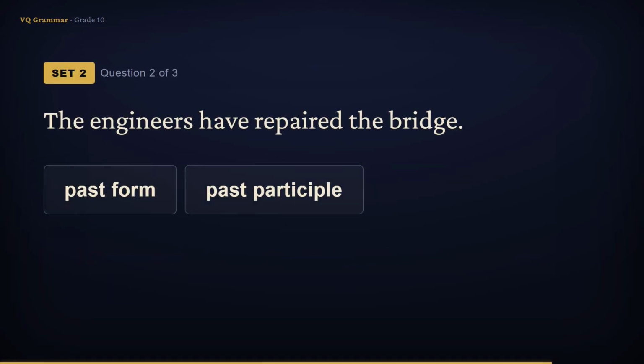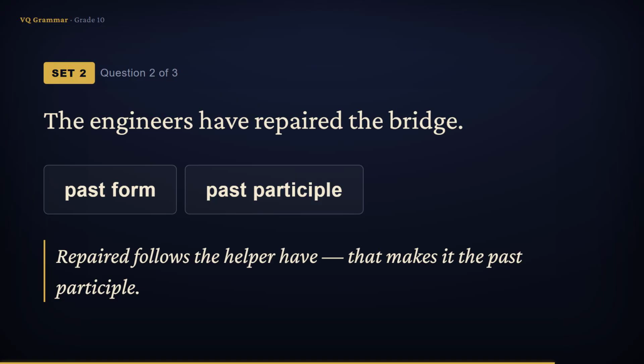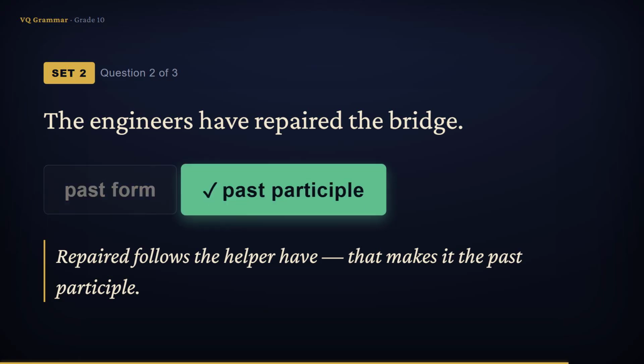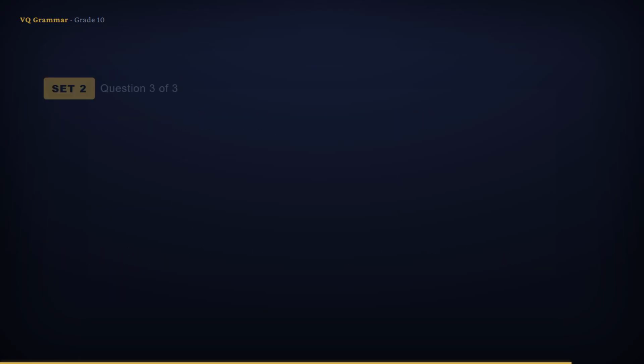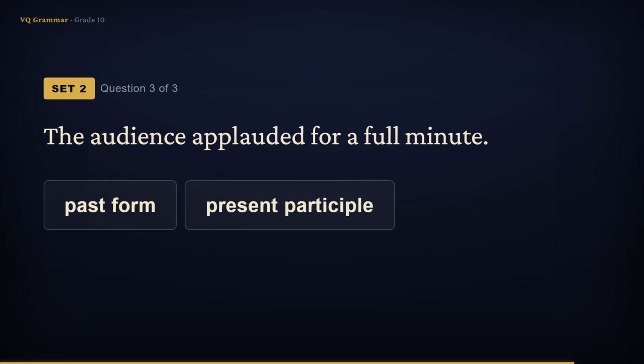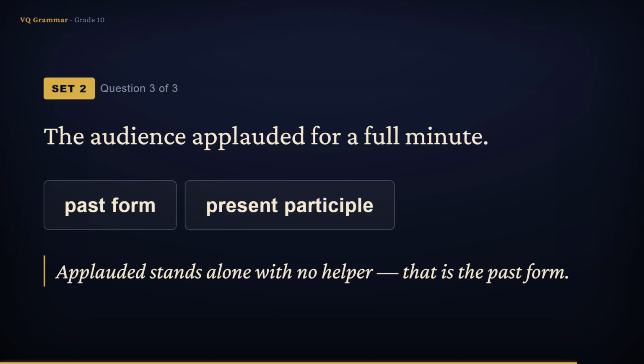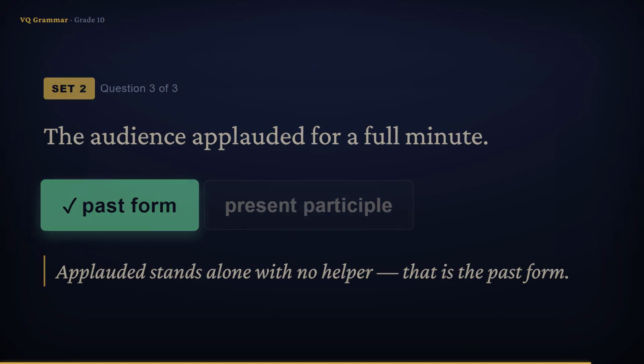The engineers have repaired the bridge. Repaired certainly looks like the past form, but notice the helper have sitting right in front of it. When have, has, or had leads the way, the verb is the past participle. So the answer is the past participle. The audience applauded for a full minute. Applauded carries the past ending, and there is no helper anywhere near it. A past ending standing on its own is the past form, working as the main verb. So the answer is the past form.